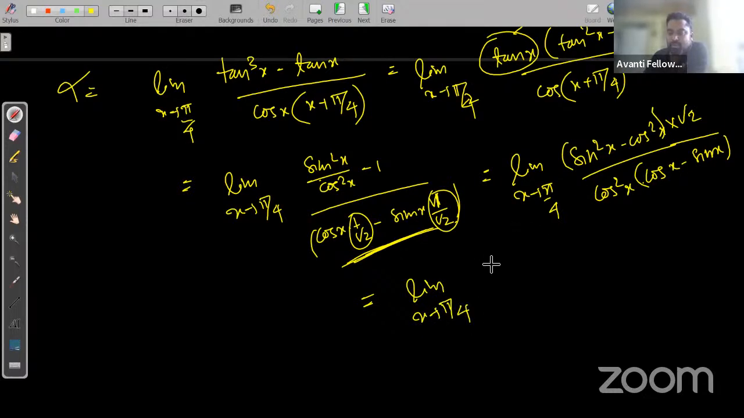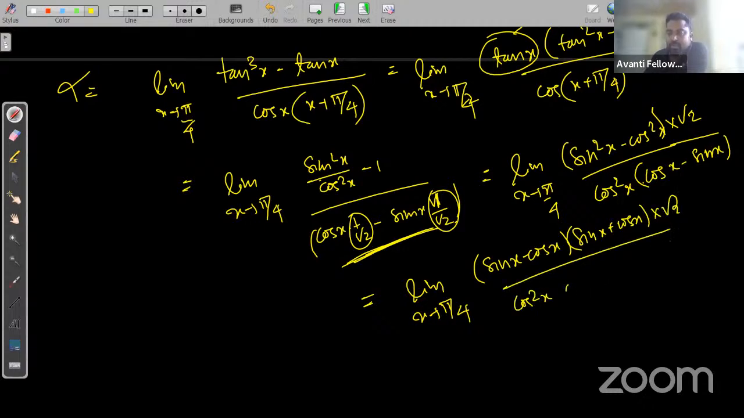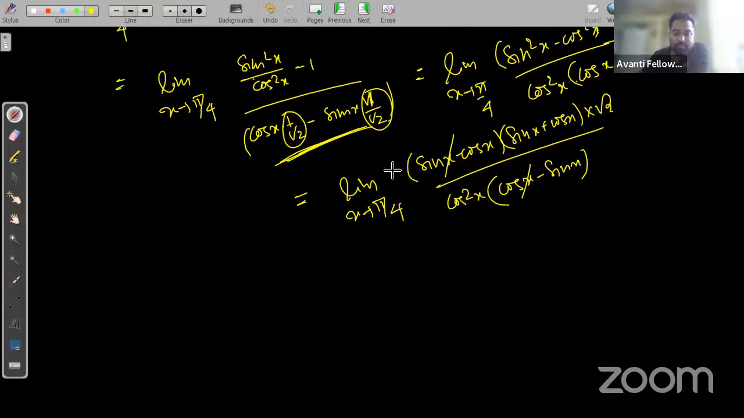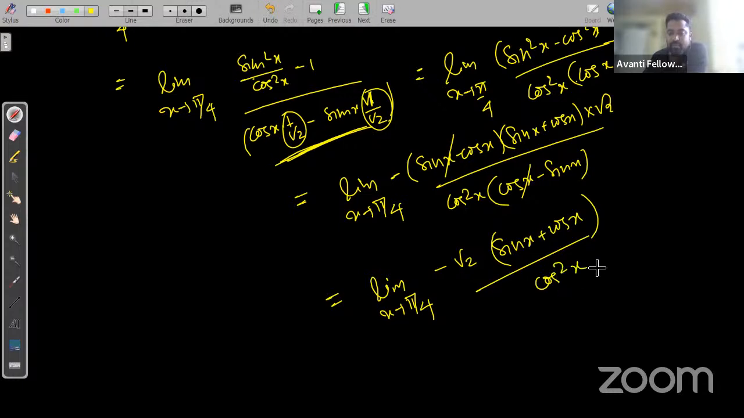Sin square x minus cos square x can be written as sin x minus cos x into sin x plus cos x, into √2, divided by cos square x into cos x minus sin x. So this will be cancelled out, and in the numerator we have a minus sign. So this will be the limit extending to pi/4 of minus √2 (sin x upon cos x plus cos x) divided by cos square x. Right?